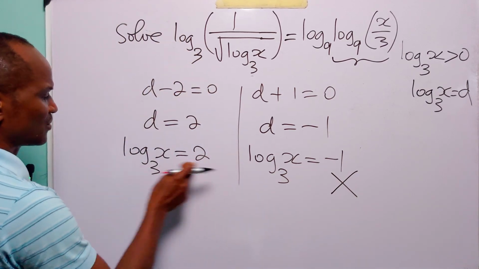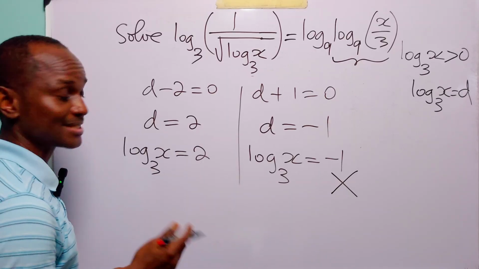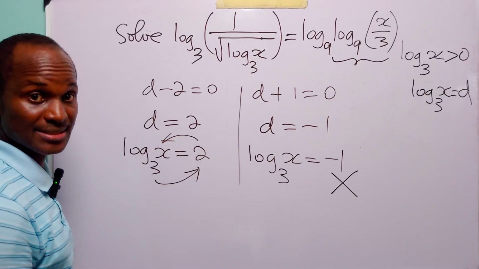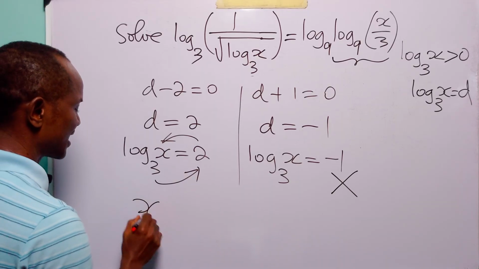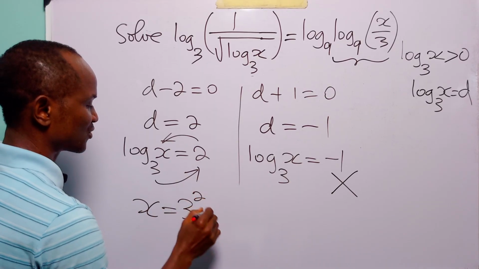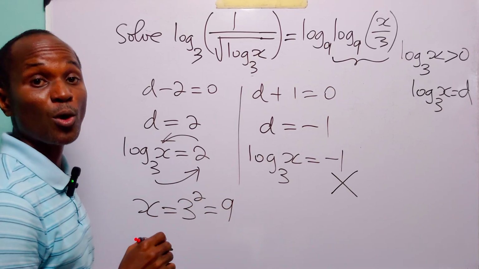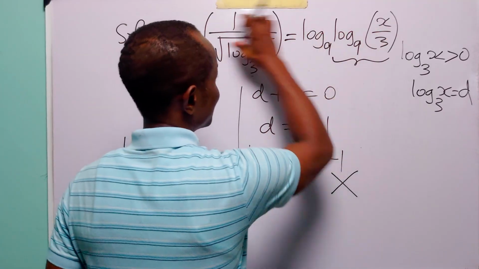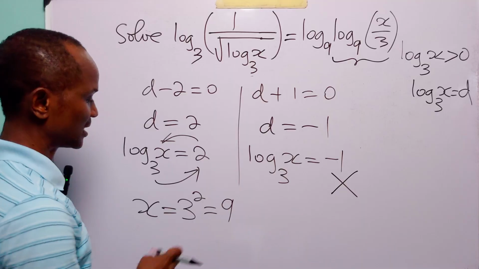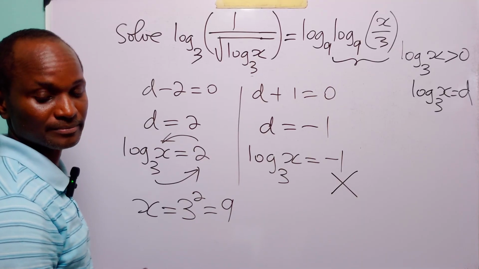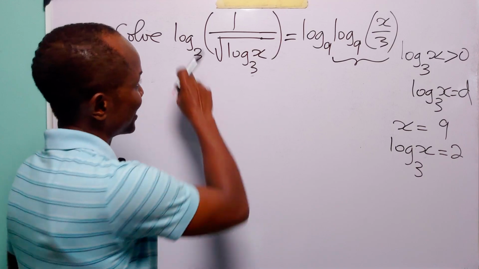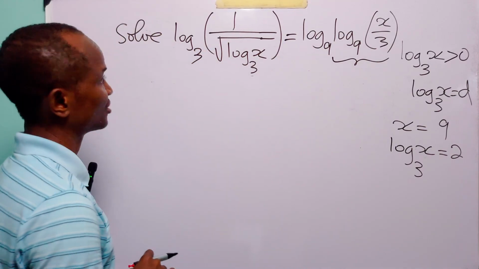And of course, you know that when we have a statement like this, it simply means that 3 to the power 2 is equal to x. So from here we have that x is equal to 3 squared, which is equal to 9. So we have that the value of x that satisfies this logarithmic equation is 9. Now to check our answer, we simply substitute 9 for x in the original equation.